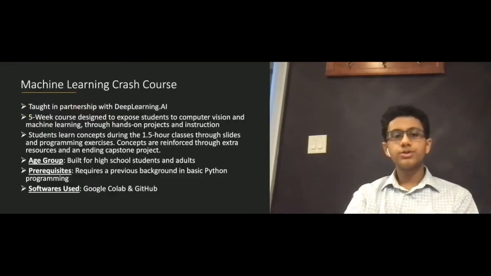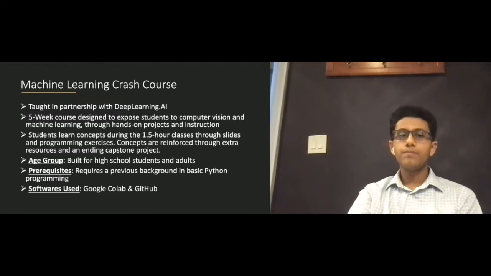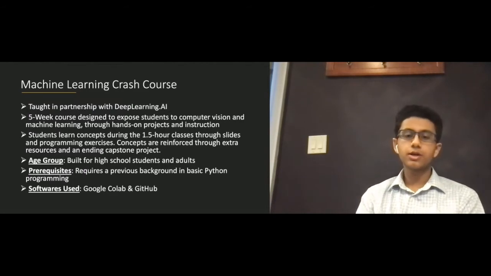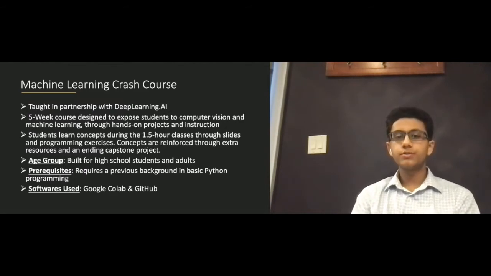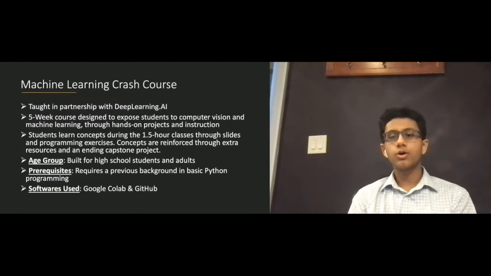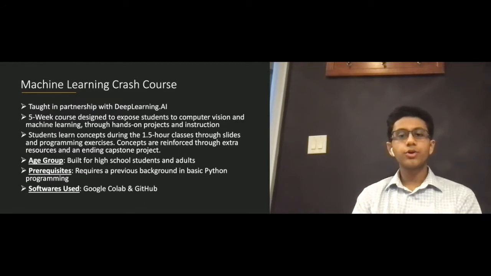So first, let's go into our machine learning crash course. This is the structure and the software that we use. Like I said, it's taught in partnership with deeplearning.ai. It's a 5-week course, designed to expose students to computer vision and machine learning through hands-on projects and instruction. We have a class each week for 5 weeks. Each class is 1.5 hours long. Students learn concepts during the 1.5 hour classes through a PowerPoint deck we have, and also programming exercises that we run during the class.